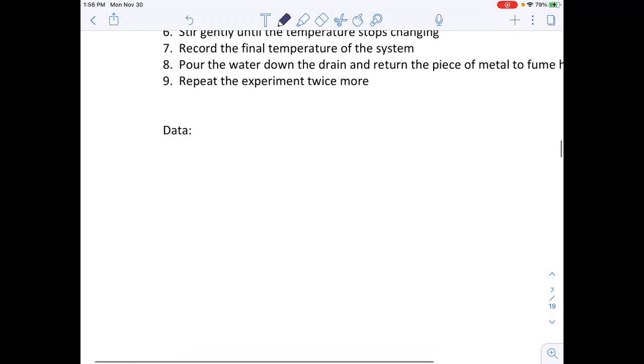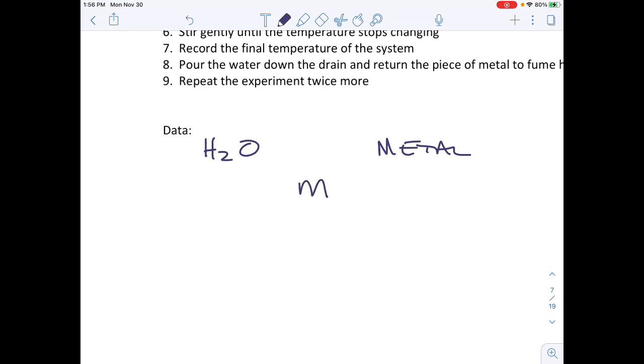We are going to have to set up a data table for this lab. There's going to be two main sets of data: data for the water, and data for the metal. So we're going to set up a data table that has the same information, just kind of two-sided. Again, we've been doing this plenty throughout the unit. Mass, specific heat capacity, which is C, temperature final, temperature initial. Notice we don't have Q because we're setting these equal to each other, so we don't need that. And we're just going to set up the data table.